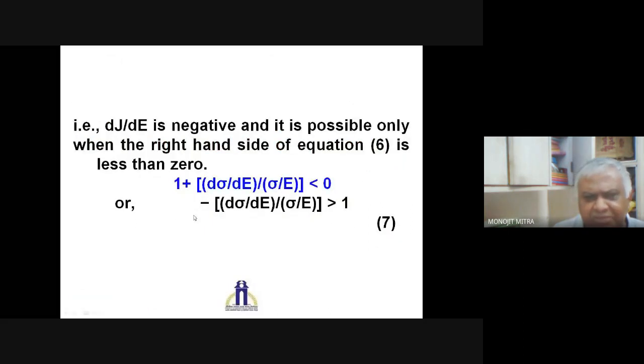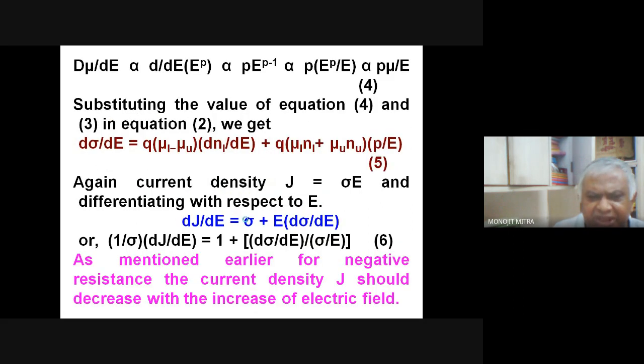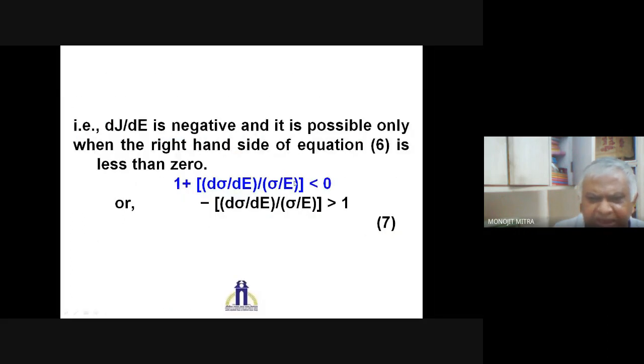So I have written here that the part in the right-hand side should be less than 0: 1 plus (E/σ) dσ/dE is less than 0. Or, using the condition of inequality, minus (E/σ) dσ/dE is greater than 1. So that is our equation number 7.